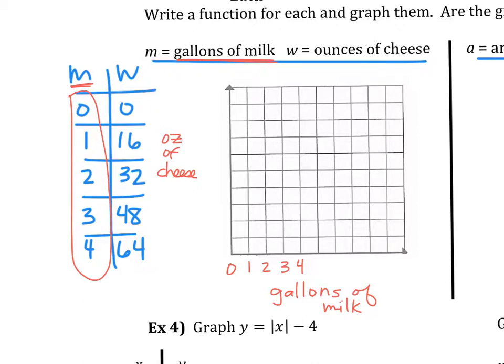Then we have ounces of cheese. What do you want to count by there? Let's see, if you count by 8, 16, 24, 32. You could count by 8. 8 would be a really good number to count by. Why did you come up with 8? Because they're all multiples of 8. 8 is a really good number.